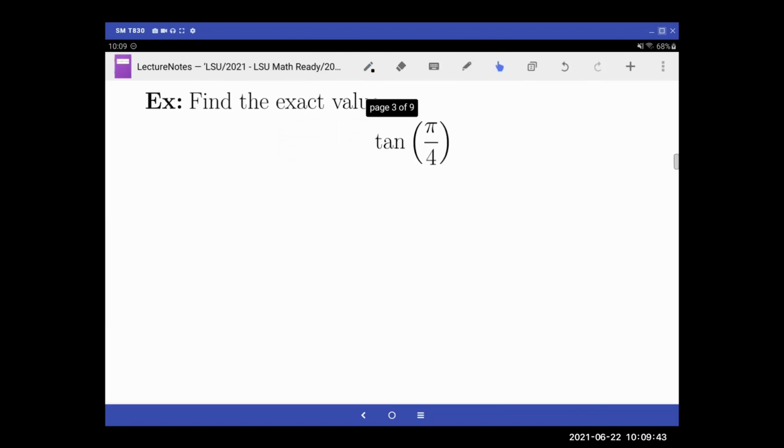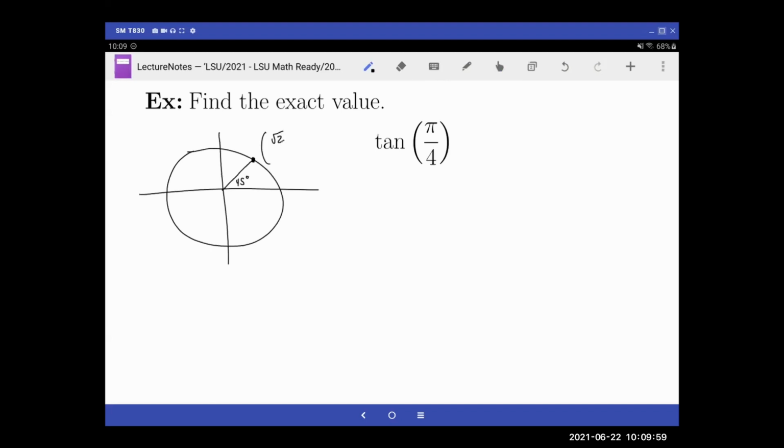Okay, let's find the exact value of tangent of pi over 4. I'm going to picture the circle here. Pi over 4 is 45 degrees, so we're right here. And that point there is square root of 2 over 2, square root of 2 over 2. Remember, this all just comes from the unit circle. You want to learn that circle, memorize it, use all the tips that we went over last time.